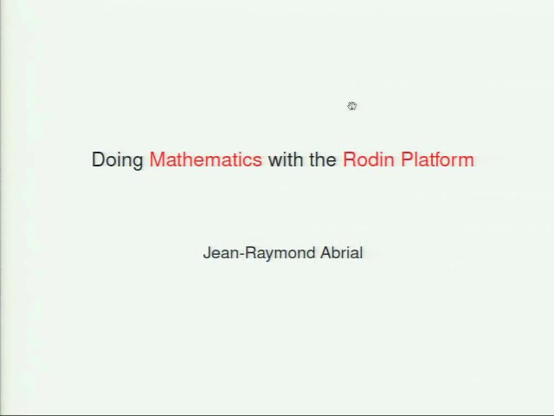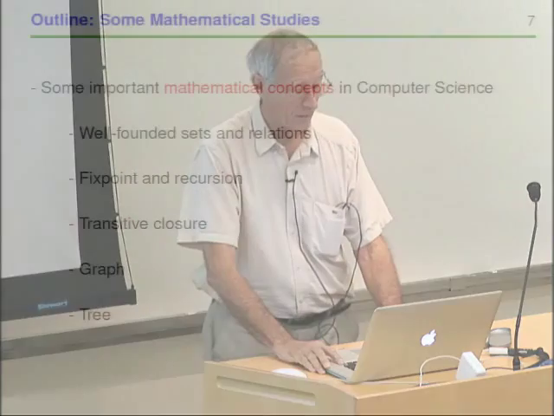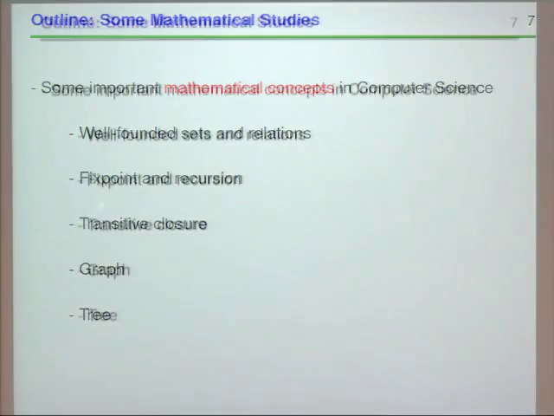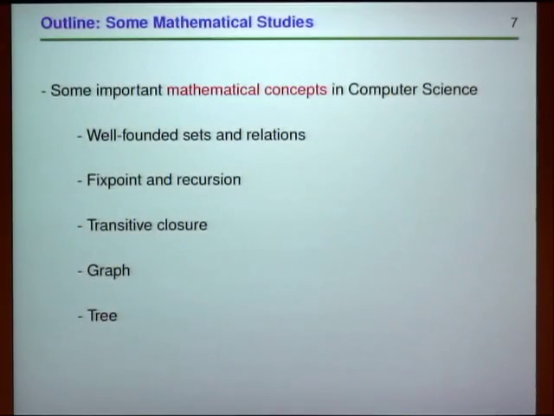I take some slides from a talk I did some time ago about doing mathematics with the Rodin platform. And I studied various things like well-founded sets and relations, fixed point and recursion, transitive closure, graphs and trees. And what I want to express here is this notion of well-founded set and well-founded relation. Then that will explain exactly what we do for the linear chain, which is a special case of a well-founded relation.